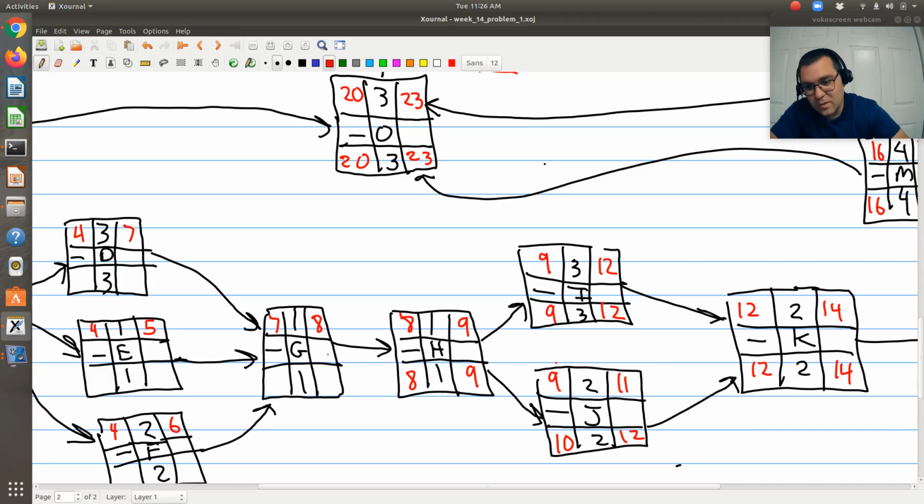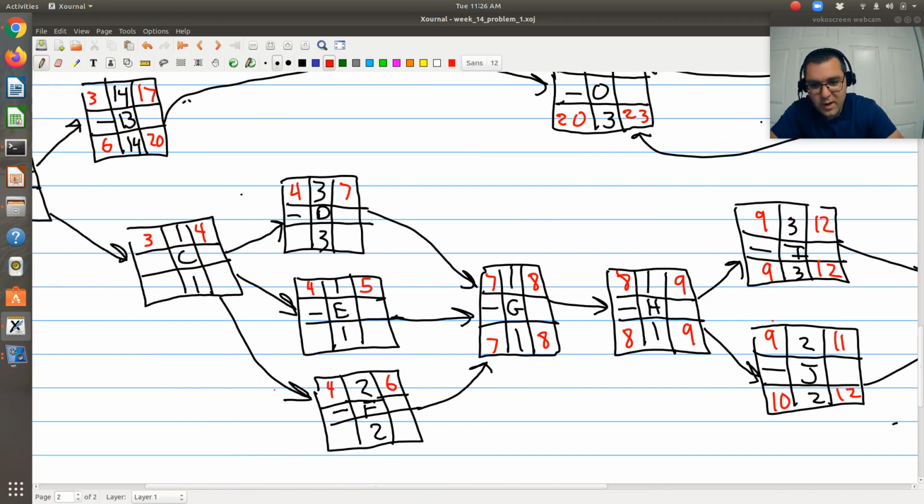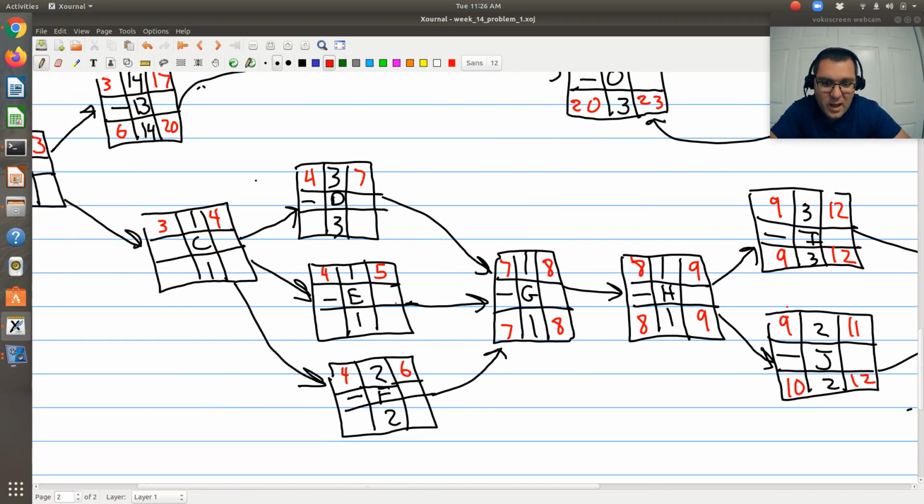H just has a precedence of G, so G needs to be complete by day 8, has a duration of 1, so it needs to begin by day 7. All right, so G now has a precedence of D, E, and F. Okay, so that means that D, E, and F all need to begin by day 7 in order for G to begin on time.